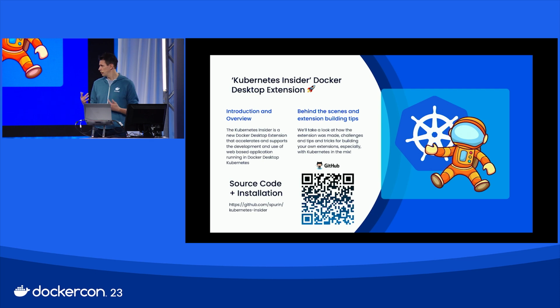After this talk, I'm going to be putting this onto the Docker Desktop Marketplace, so then you can just go into the Marketplace and click Install. After we've gone through the overview and seen the Kubernetes Insider in action, I'm going to take you behind the scenes on how this was made, with some tips and tricks and approaches you can use for A, creating your own extensions, and B, shortcutting it so that Kubernetes will just work for you.